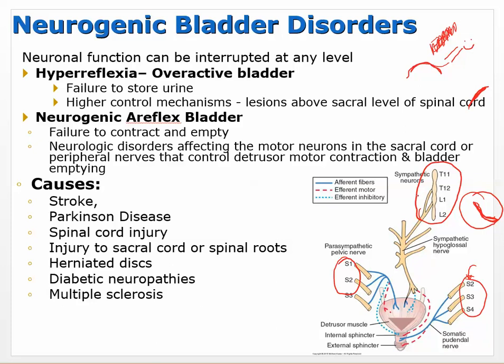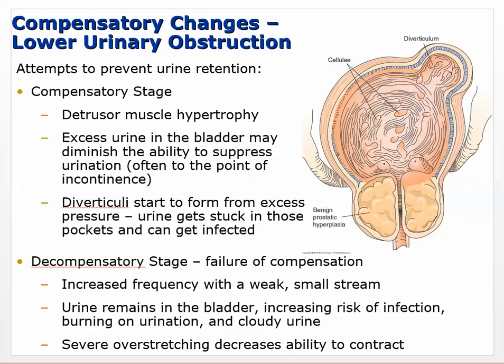There are lots of different things that can damage neurons, and those can have an effect on your ability to either store urine or to not store urine, to get rid of it. Okay, so causes, here's another list: stroke, Parkinson's disease, spinal cord injury, any kind of injury to the cord or roots, herniated disc, diabetic neuropathies, MS. Okay, so any of these can cause neurogenic bladder. So it's not uncommon. I don't want to say it's common because it doesn't happen to most people, but it does happen. You'll see it.